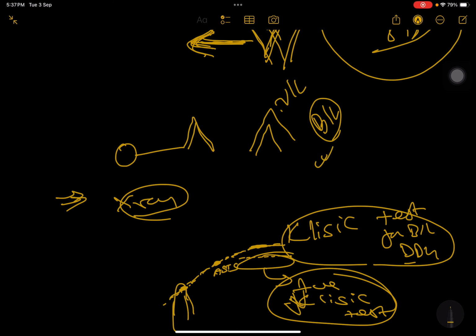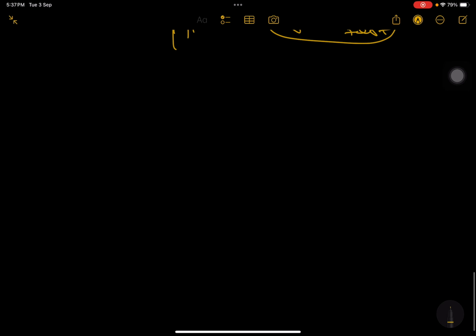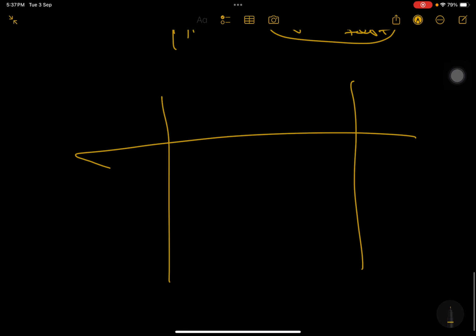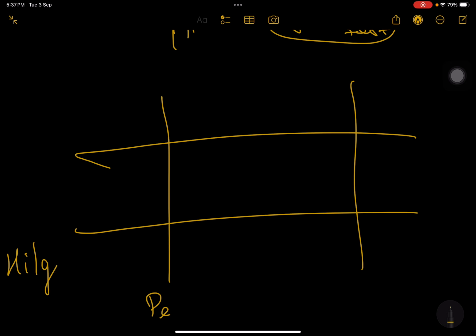Now we come to X-ray. In the X-ray, we just draw two lines. The perpendicular line is known as Perkins line, and the other line that we draw is known as Hilgenreiner's line. Hilgenreiner's line and Perkins line.